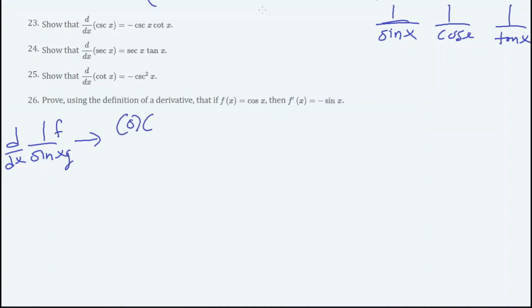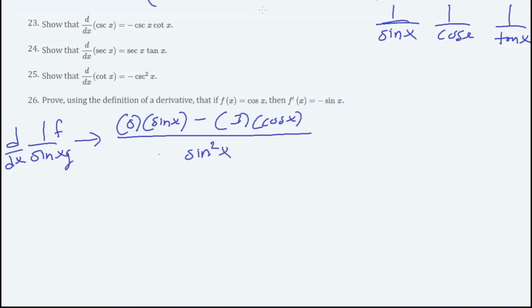So f prime is going to be 0 times g, which is going to be sine x, minus f, which is going to be 1, times the derivative of g, which is going to be cosine x, and that's going to be over sine x squared, or yeah, sine squared x. We could just write it like that. And if we simplify the top, this goes away, so we have negative cosine x over sine squared x.